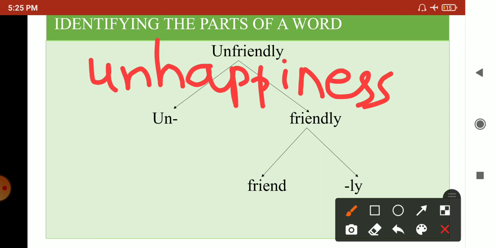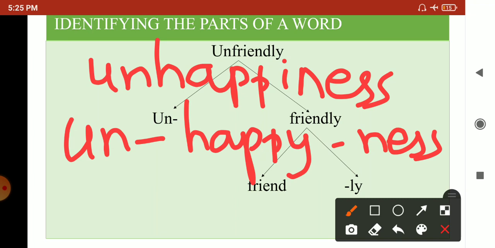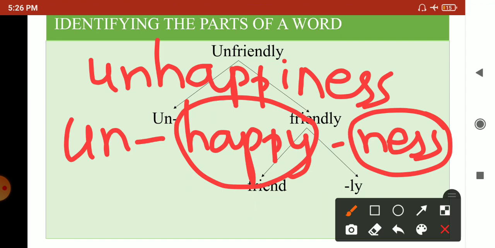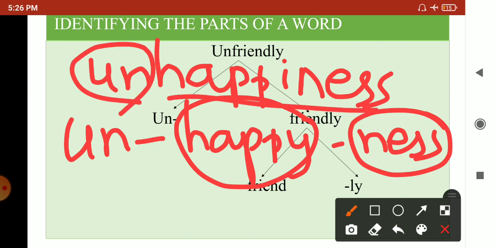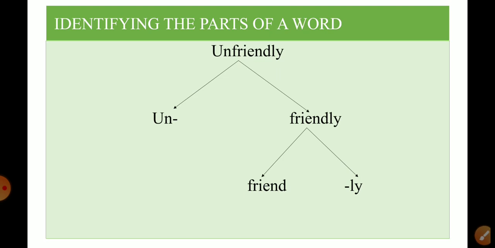So it has three parts: un, happy, and then you have ness. The basic word is happy, to which you attach a suffix first, and thus you create the word happiness. Once happiness is created, then you attach a prefix to it and you create the negative of happiness, unhappiness. So this is the word formation process. This is how you identify the parts of the word.